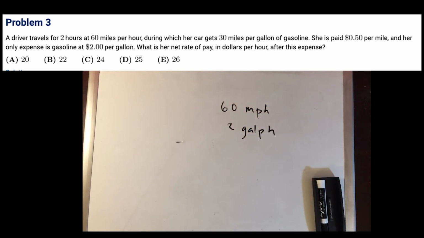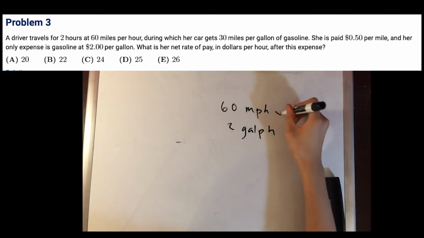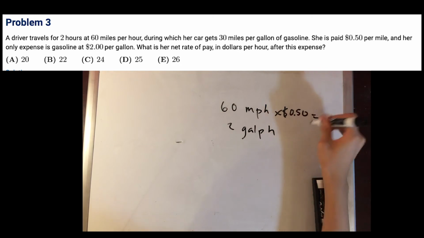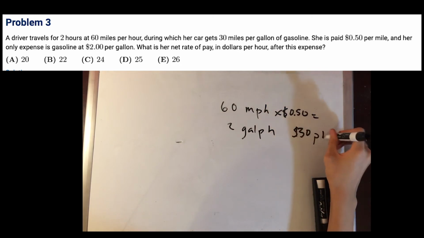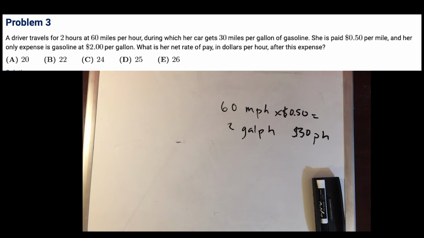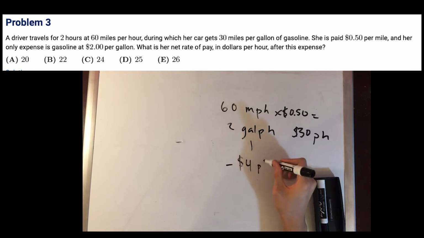Okay, and she's paid 50 cents per mile, and her only expense is gasoline at $2 per gallon. So if she's paid 50 cents per mile and she travels 60 miles per hour, that means she'll get $30 per hour for driving 60 miles per hour. And her expense is gasoline at $2 per gallon. We already found out that she needs to use up 2 gallons per hour, and they cost $2 per gallon, so she's going to be using up $4 per hour.